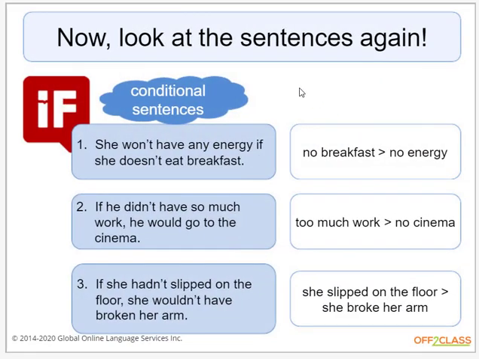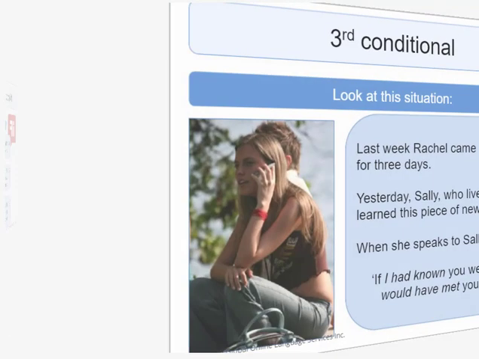Look at the sentences again. Conditional sentences. She won't have any energy if she doesn't eat breakfast. No breakfast means no energy. If he didn't have so much work, he would go to the cinema. Too much work means no cinema. If she hadn't slipped on the floor, she wouldn't have broken her arm. She slipped on the floor and she broke her arm. So that's the way it's trying to show you. She slipped on the floor first, then she broke her arm.